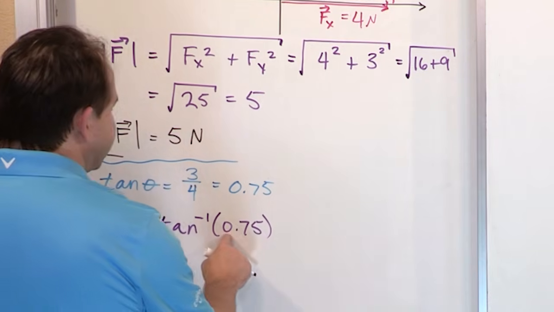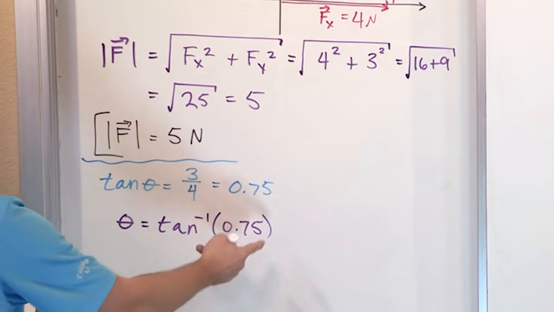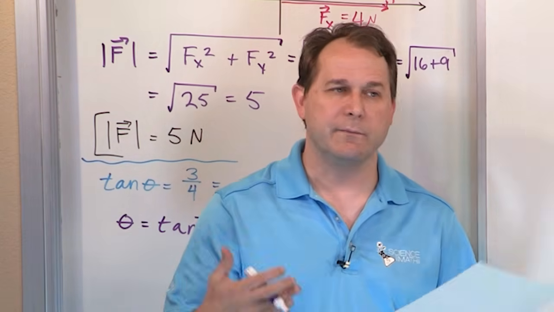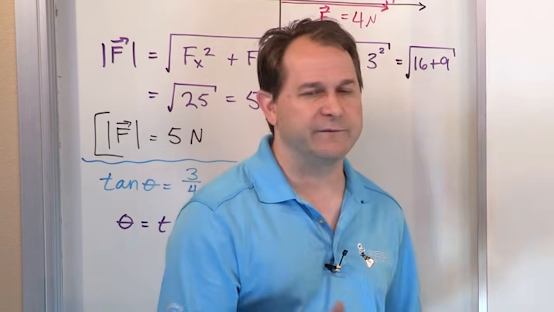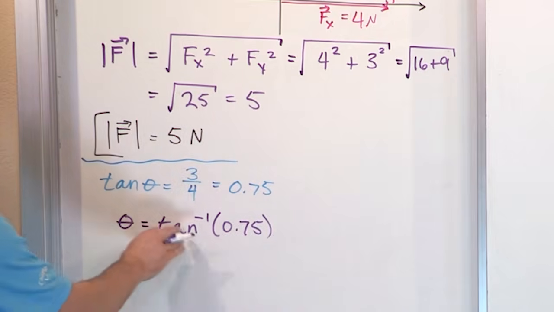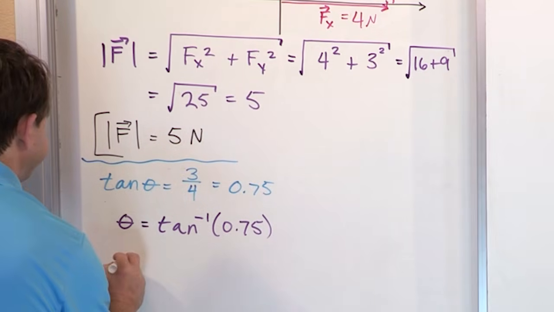So on your calculator, type in 0.75 and then hit the inverse tangent button. Make sure your calculator's in degree mode. For most of the problems in physics, we'll be dealing with degrees. If it's in radians, you'll get a radian answer and you'll have to convert. So stick this in, inverse tangent, what are you going to get?